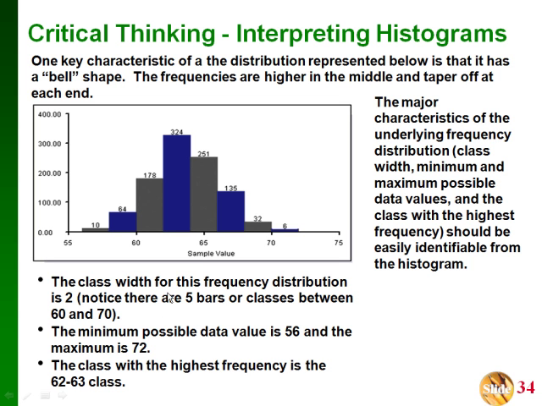And last of all, we'd like to know what's our highest frequency class. Well, it's the one with the highest bar, this one that has a frequency of 324. And that, again, we'd have to figure out where this is. This would start at 62, and the next class starts at 64. So the class with the highest frequency in this case is the class that goes from 62 to an upper class limit of 63.